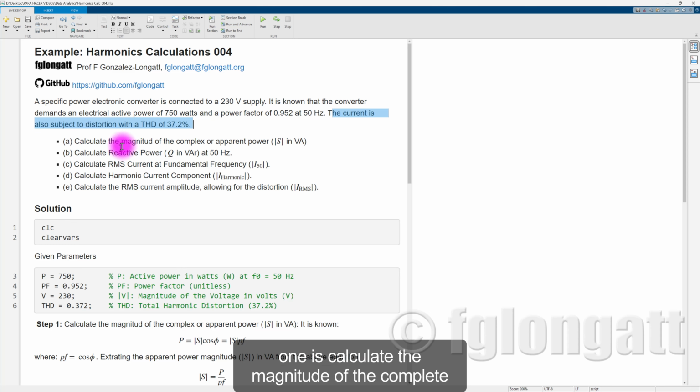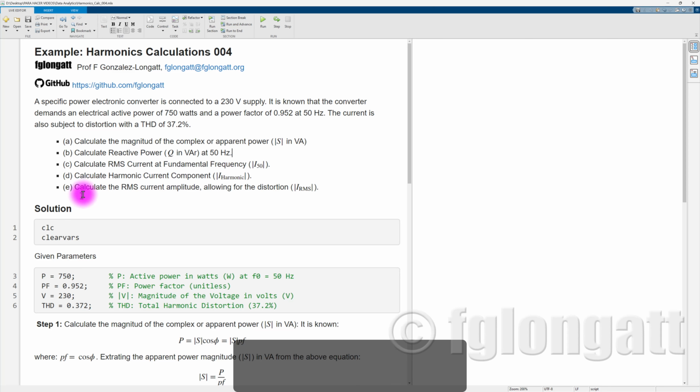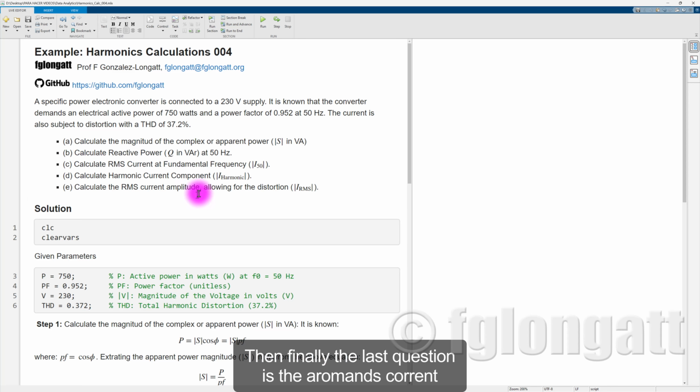The first one is to calculate the magnitude of the complex or apparent power, in this case the units are volt amps. Then calculate the reactive power Q, again in this case the units are volt amp reactive. And this is at 50 hertz frequency. Then calculate the RMS value of the current at fundamental frequency. Then the magnitude of the harmonic current component. Then finally, the last question is the RMS current amplitude when we are considering the harmonic distortion.